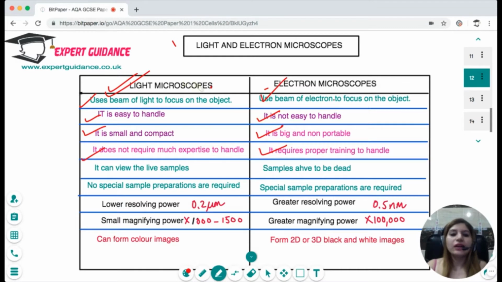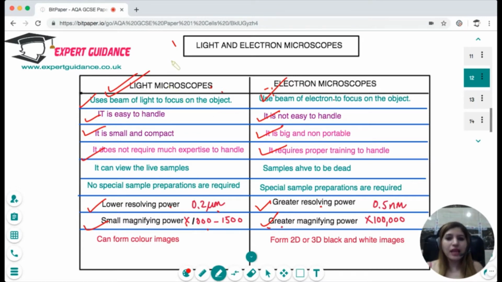Okay, now when we use a light microscope, we cannot see the greater subcellular details because the light microscope has a very low resolving and magnifying power. The resolving power is 0.2 micrometer and the magnifying power is just between 1000 to 1500. Whereas the electron microscope has a greater resolving power of around 0.5 nanometer and the magnifying power is around 100,000 times. So it is the electron microscope that has enabled us to see proper subcellular structures like mitochondria, ribosomes, and chloroplast.